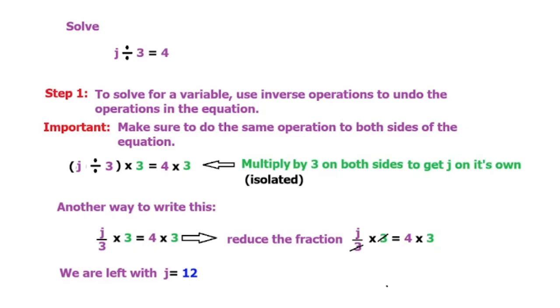So the final step is to check. Does that work? What we have to do is put 12 in for j up here. So instead of putting j here, we're going to put 12 here. 12 divided by 3. Does that equal 4? Yes, it does. So we're done. We've done it correctly.